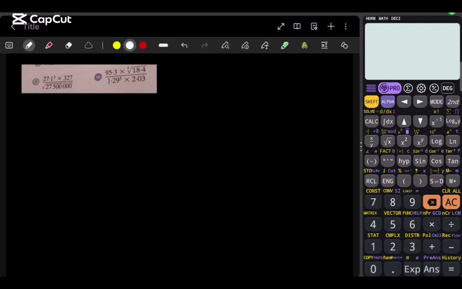Hi, let's solve these problems on logarithm, and we're going to be using a calculator. So let's start with the first one.